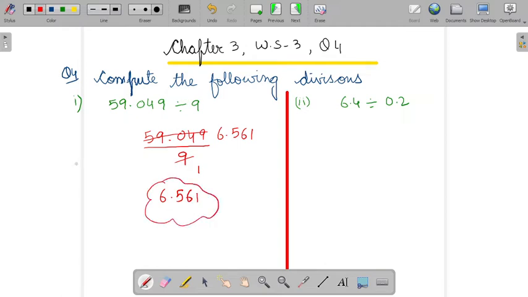In this part, you can do the proper division also like this. Like this also you can solve it. Okay. Now come to the second part.